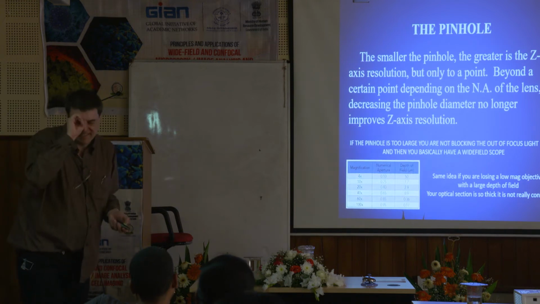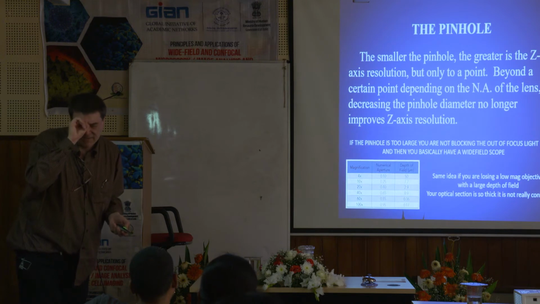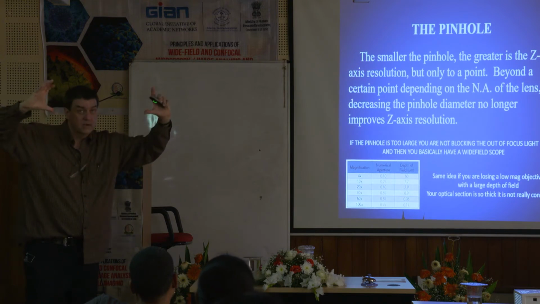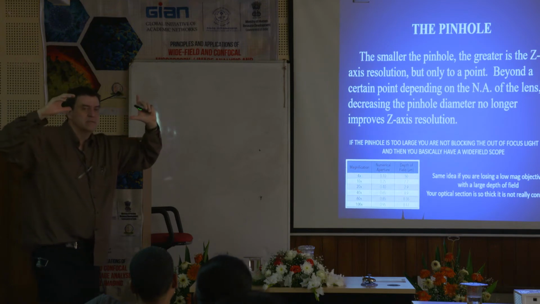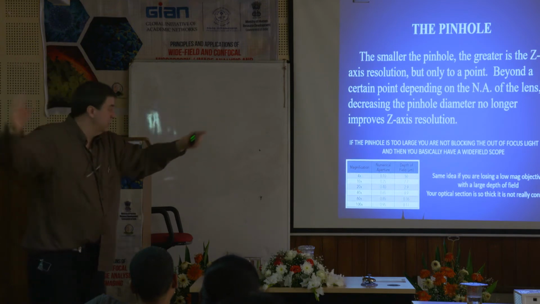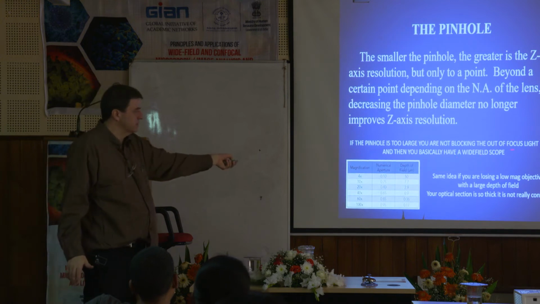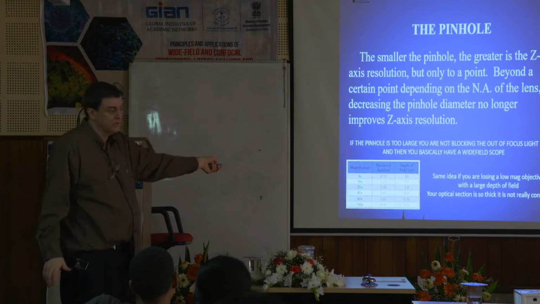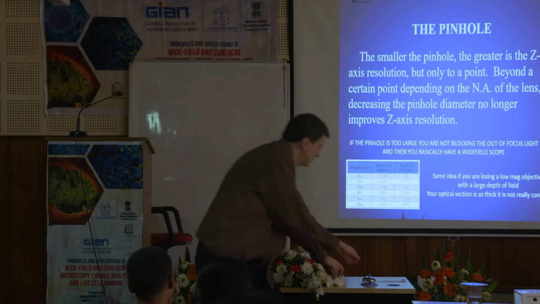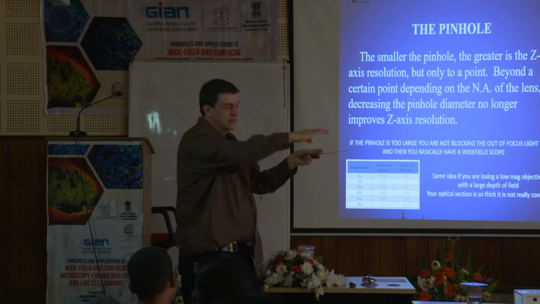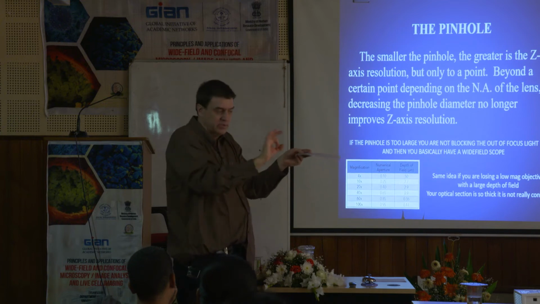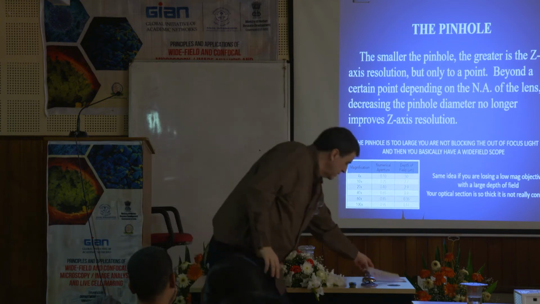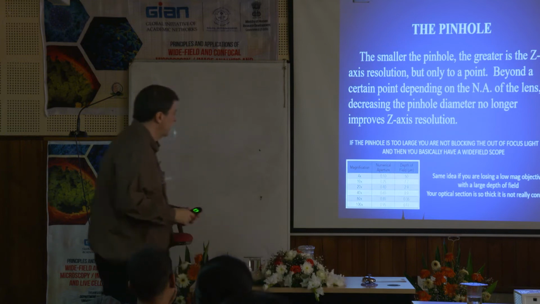So instead of me going like this and looking at you and blocking out that out of focus light, if I'm like this, I mean, what am I accomplishing? I'm not really blocking anything out. So if the pinhole's too big, you basically have a wide field scope. You don't have a confocal. When you do this, right, you're back to taking this light, and this light, and sending it all back in because you're not using the pinhole correctly. Same idea.